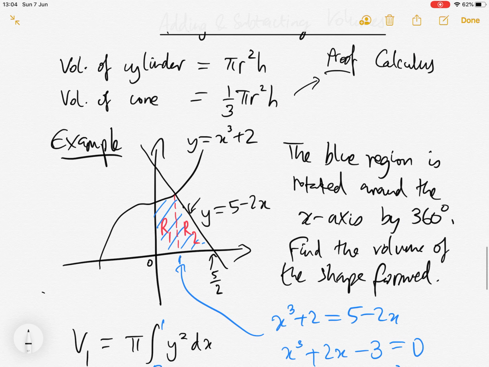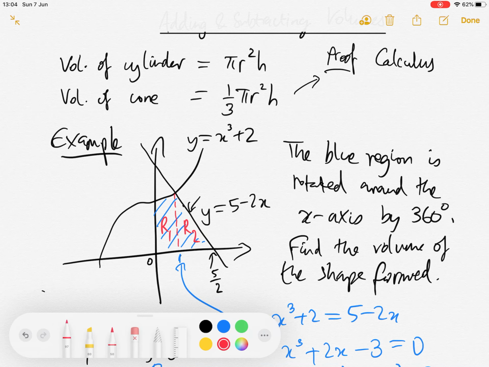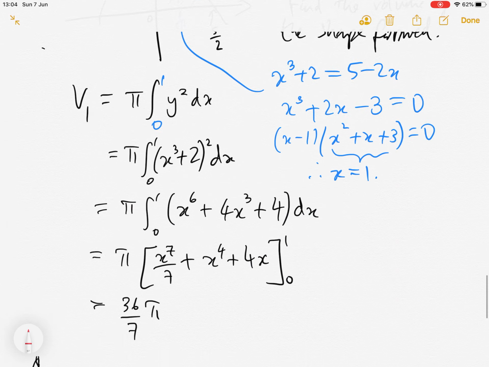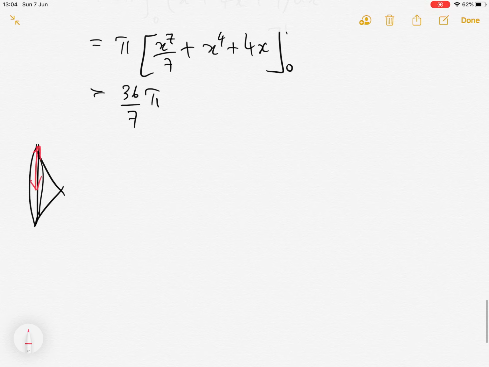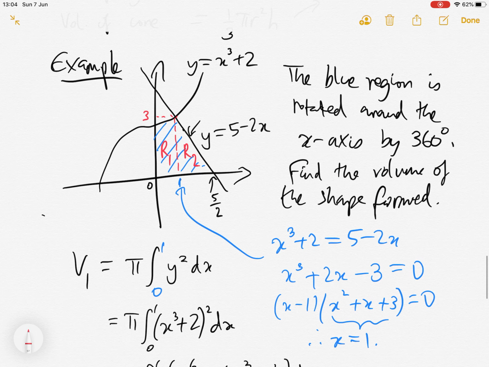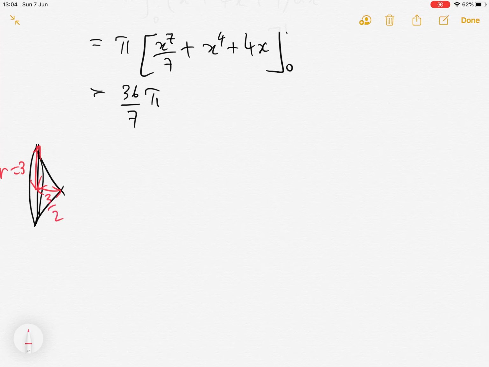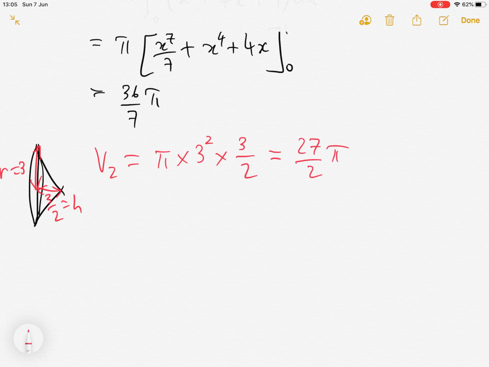Because what is the radius of the cone? Well, it's whatever the y-coordinate of this point here is. So we know the x-coordinate is 1, the y-coordinate is 3. So the radius of the cone, this radius here, is 3. And the height of the cone, this height here, is the distance between 1 and 5/2, which is 3/2. That's the height. So V2, which is the volume of a cone, is a third pi times the radius squared times the height, which is 27/2 pi.